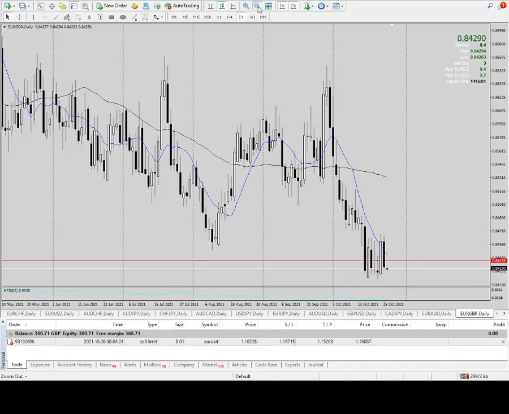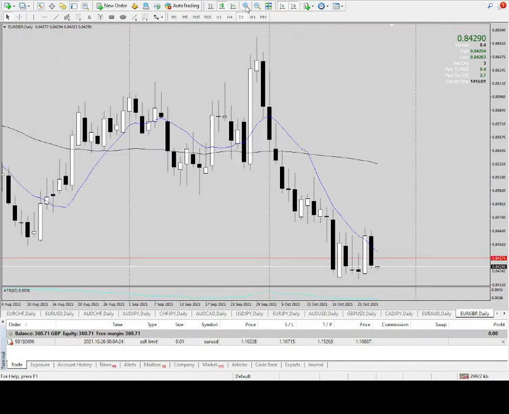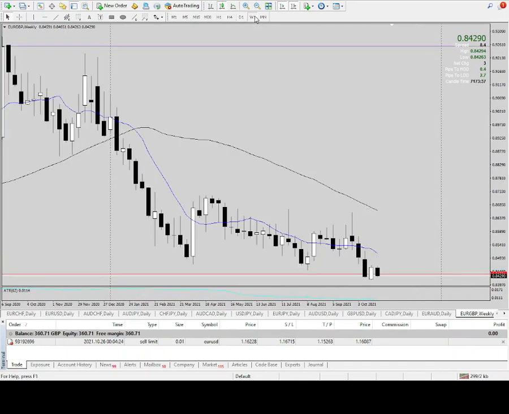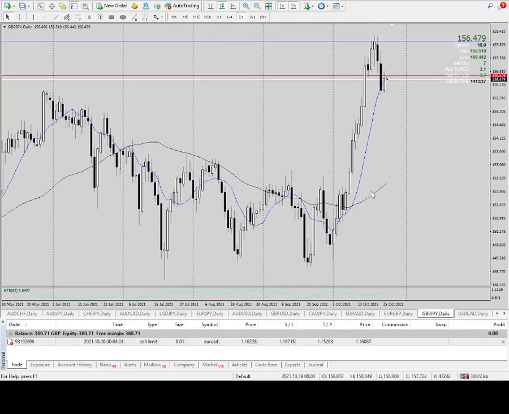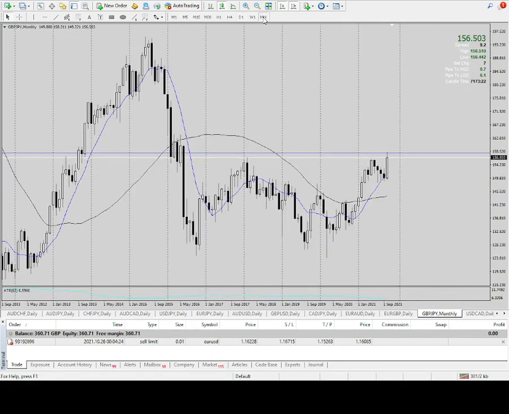So Euro GBP, yeah, I just don't feel like messing around with this pair, so we're going to move on to the next one, GBP JPY. So if I am correct, yes.